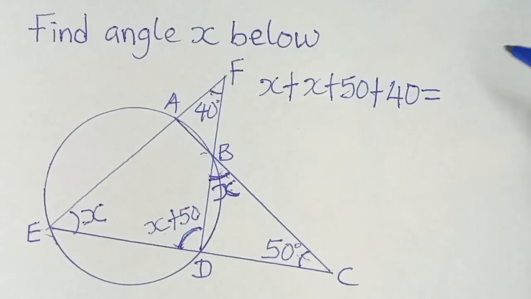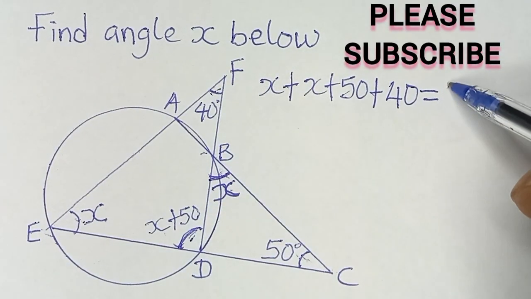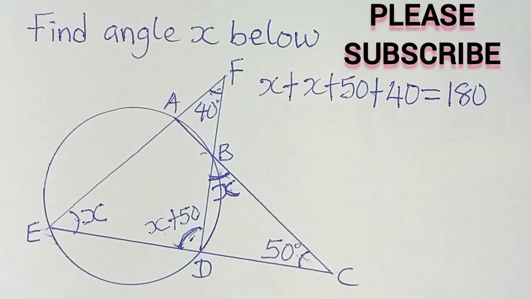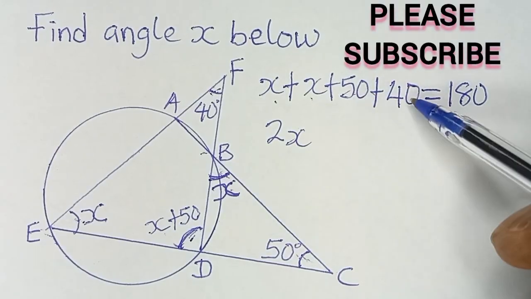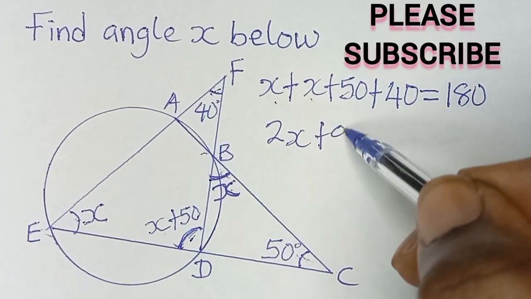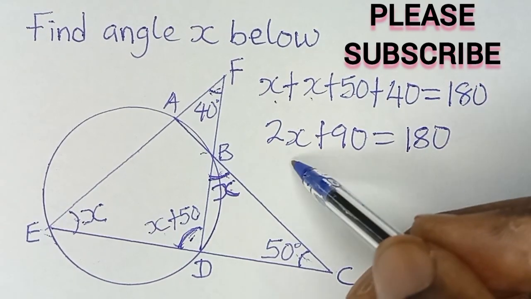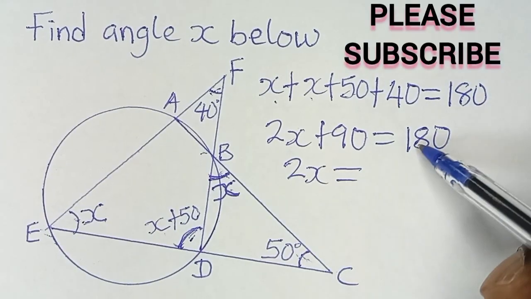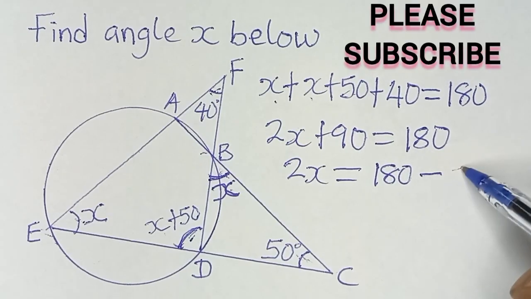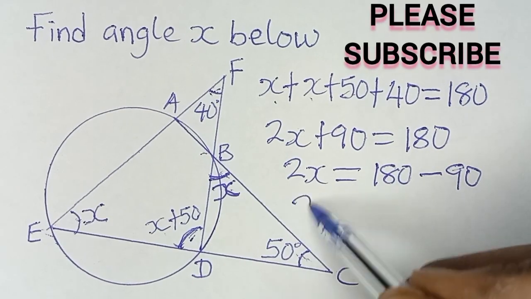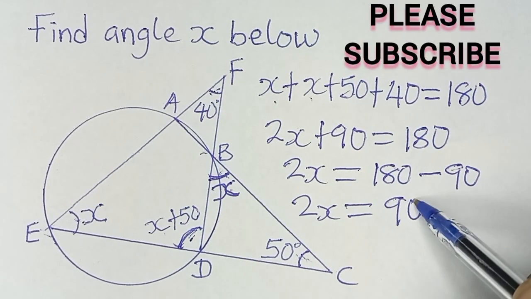And everything should be equal to the sum of the angles in a triangle. The sum of the angles in a triangle is equal to 180. We all know that. So from there, I can say x plus x, which is 2x, and then 50 plus 40, and that will give us 90. And everything is equal to the 180 that I have on this side. So if I leave 2x on this side, I'm going to have 180 minus this 90 coming to this side becomes minus 90. So that will give us 2x is equal to 180 minus 90, which is 90 degrees.